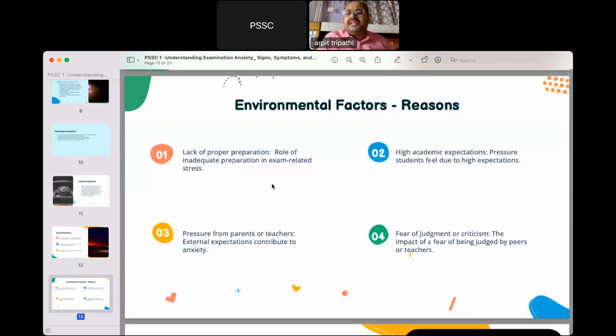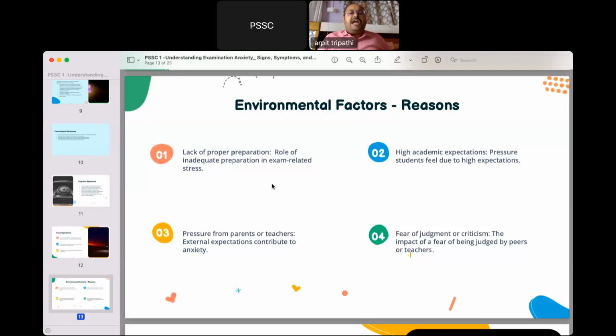High academic expectations. When parents have too many expectations, and teachers also have too many expectations, school is asking children to perform well, and it leads to pressure on students. Sometimes it is self-created pressure. They are asking themselves too much about how to get good marks, how to get good marks, and things like that. Pressure from parents or teachers, external expectations, contribute to anxiety.